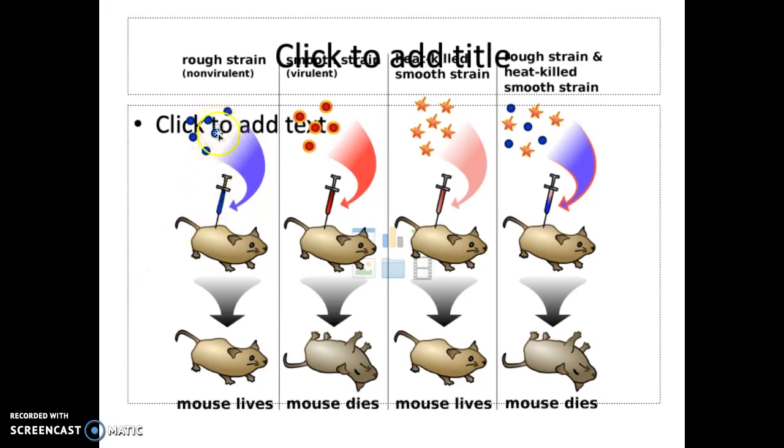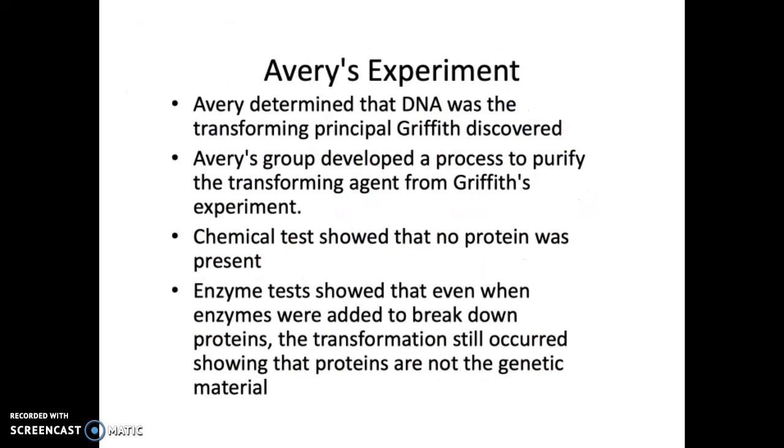So this would be the rough strain, which is non-virulent, and then the smooth strain, which is obviously deadly, and that mouse dies. They did heat-killed smooth strain plus rough strain, and that mouse died. What they later found out was that bacteria can trade DNA. So basically, the living bacteria were taking the dangerous part of the dead bacteria's DNA, which is a whole other interesting experiment as well.